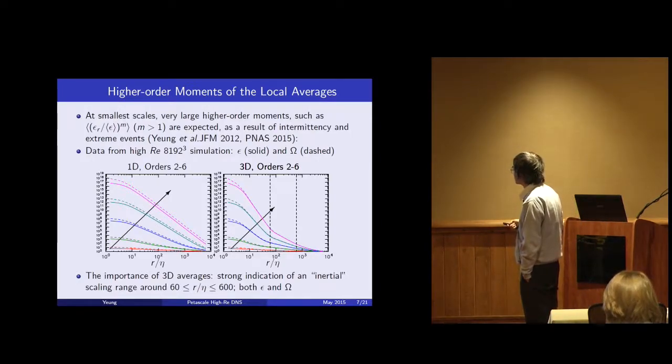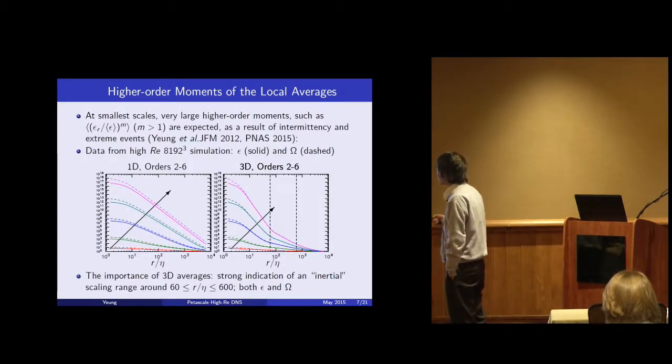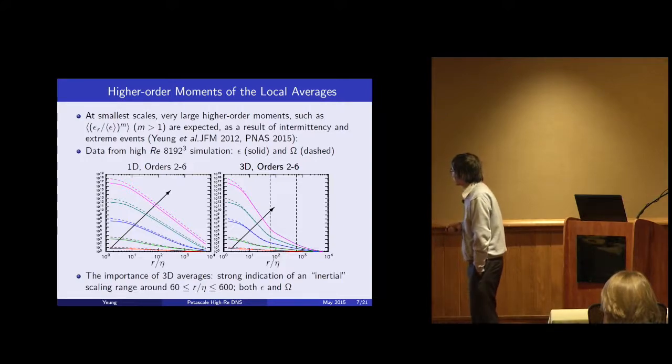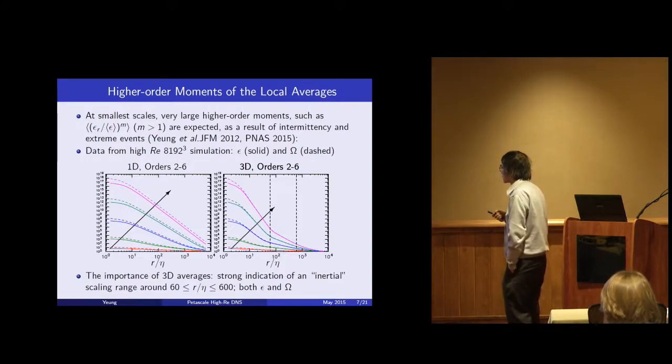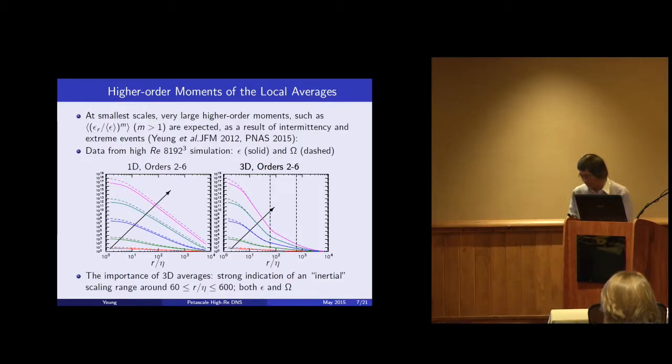And the data also show a strong function of the order of the moment. If you take epsilon_r, the fluctuation at scale r, if you have a large fluctuation raised to a higher power, then it will have a very strong effect on everything else.